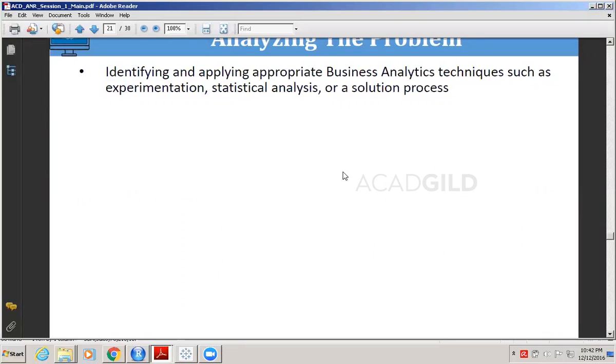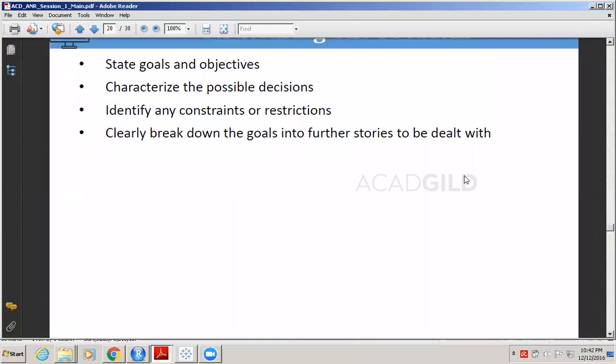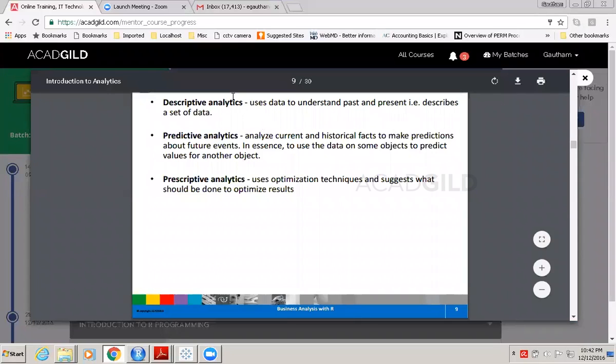So shall I just proceed with the remaining slides? Shiva, was it clear enough? Yeah, it was.